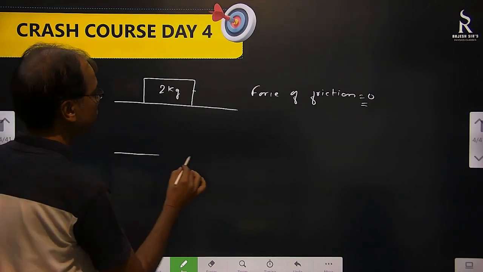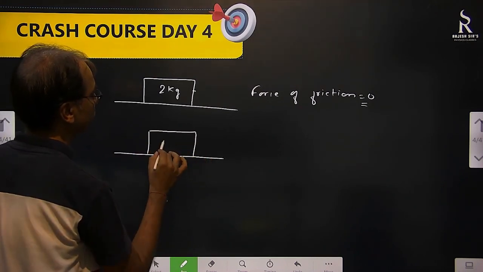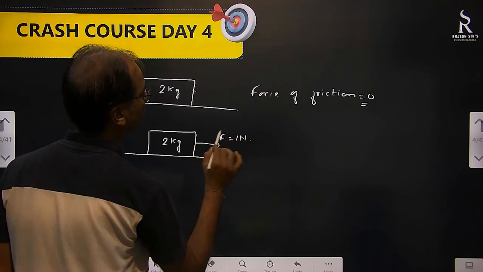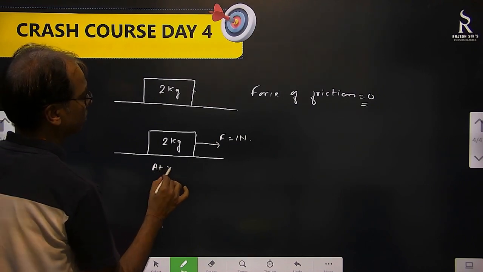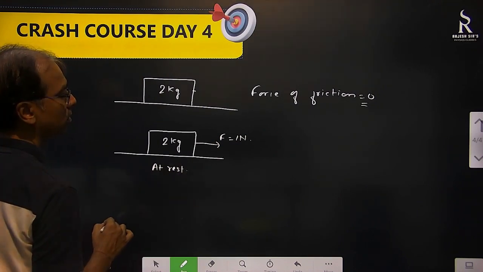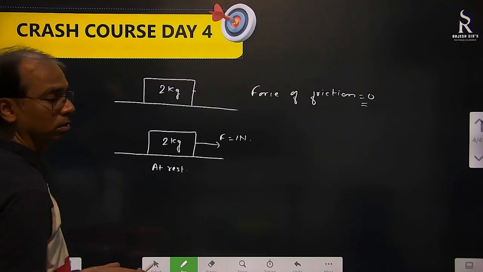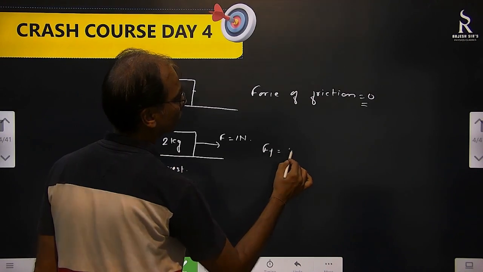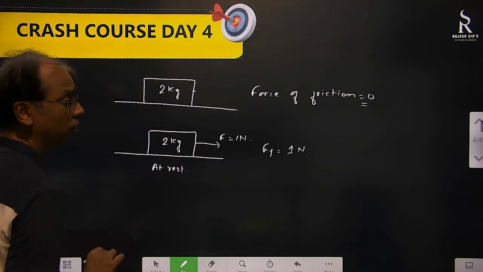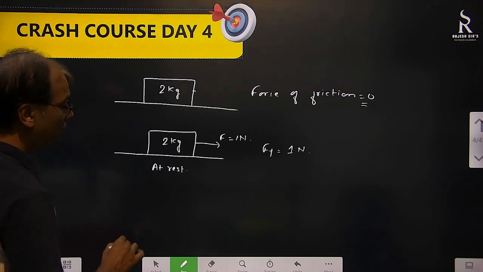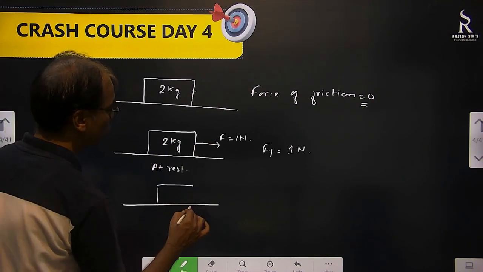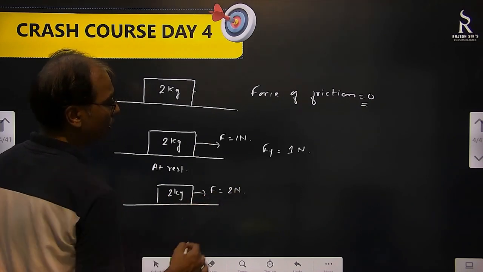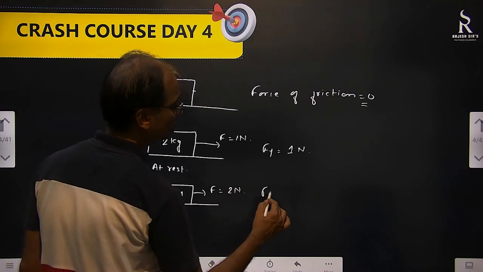So here force of friction is 0, because we have not applied any opposing force. Now suppose another case, same 2 kg block, we applied force F equal to 1 Newton, but still it is not moving, it's at rest. So what is the friction here? Who is opposing it from moving? It has to be friction. So here the force of friction is 1 Newton, equal to the force you are applying. Next time when you apply 2 Newton, still it is not moving, so friction is 2 Newton.